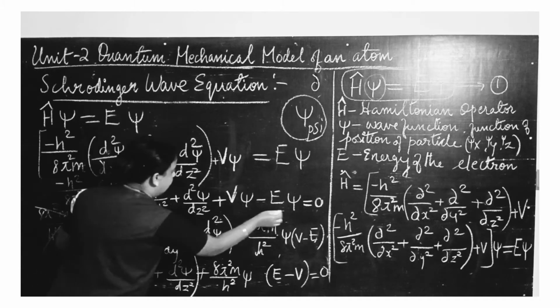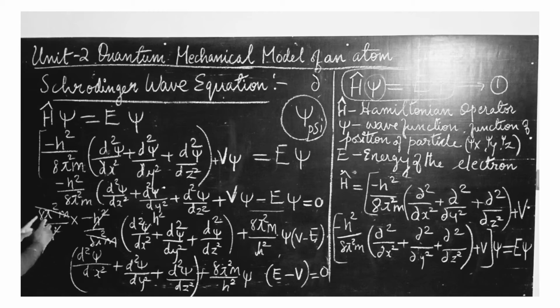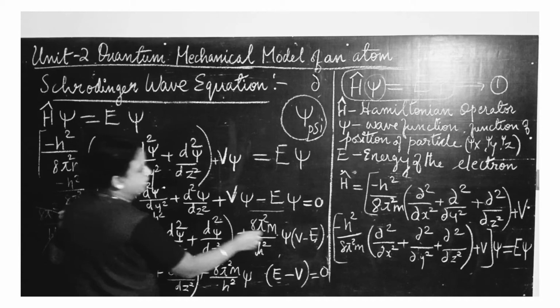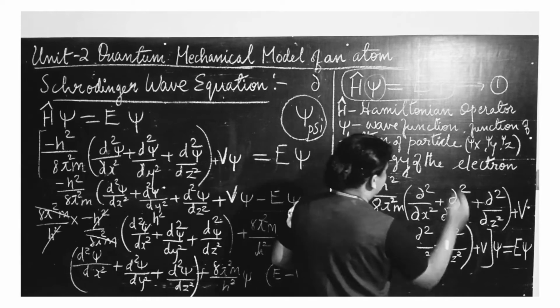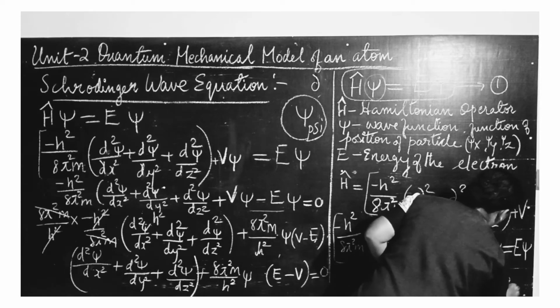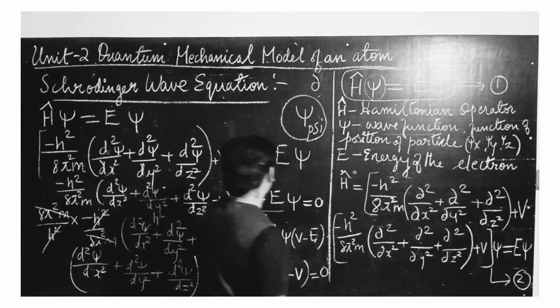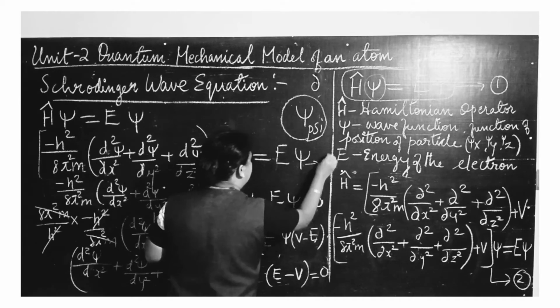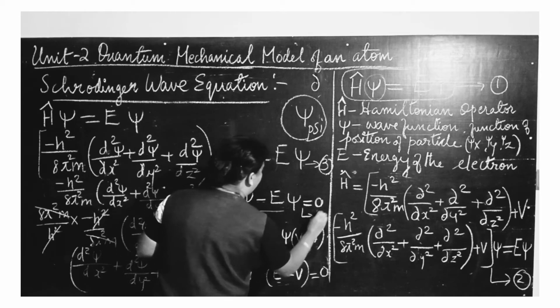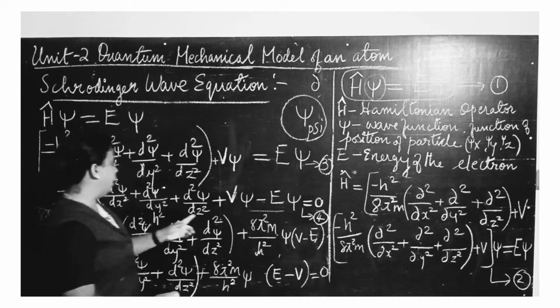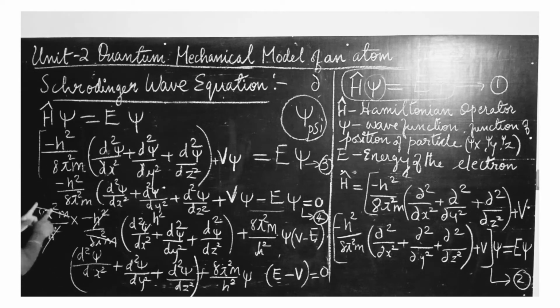Now this expression you are multiplying by 8 pi square m by h square. So what are you doing here? You are just multiplying this expression. Yes. So let us number the equation here. So first equation, this will be your second equation, this will be your third equation, and this will be your fourth equation. So in the fourth equation, you are just multiplying by 8 pi square m by h square. Okay.